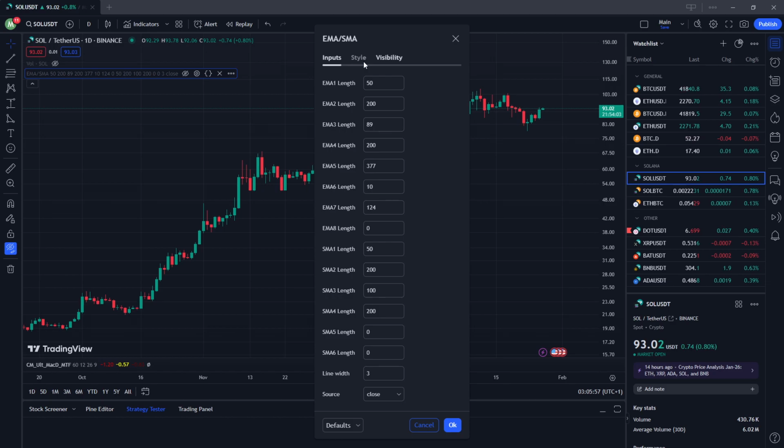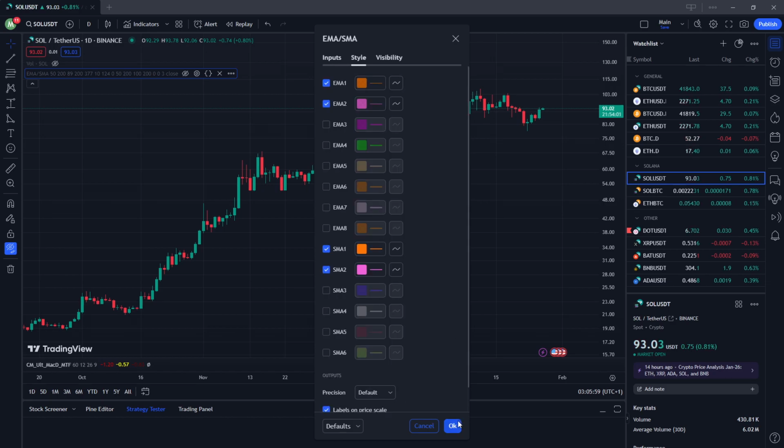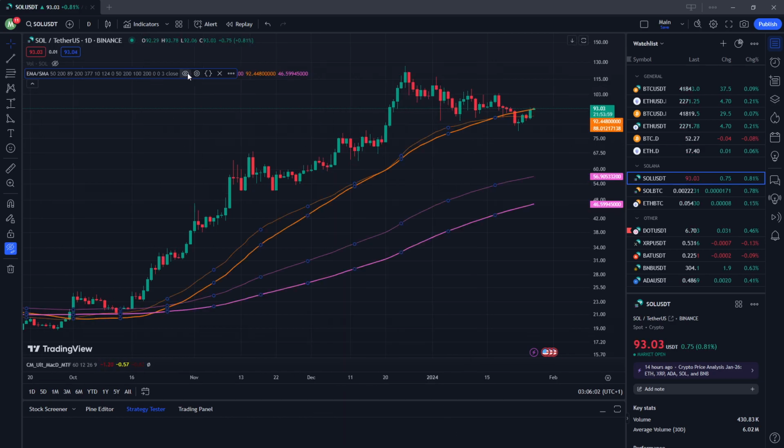And this is basically the setup. I press OK and I can make it visible. And now you see these nice lines that I created. So a simple moving average is just basically grabbing the average. So I put it now on 50 and 200.